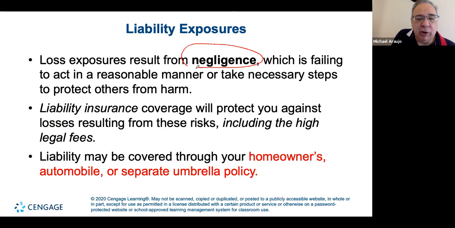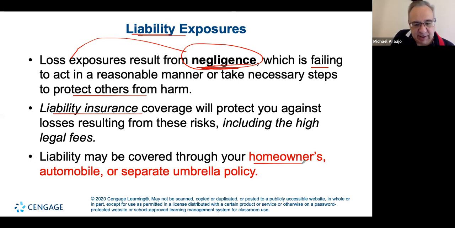One of the most important words you're going to be learning is negligence. Negligence usually means that you failed to act responsibly or to take steps necessary to protect others from harm. And negligence is one of those types of things that create losses. That's what liability is supposed to help cover, okay? And so again, liability insurance covers you against these losses, including the legal fees of the people that you've hurt, okay?